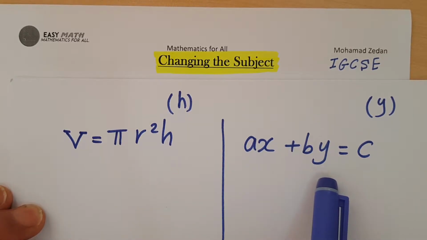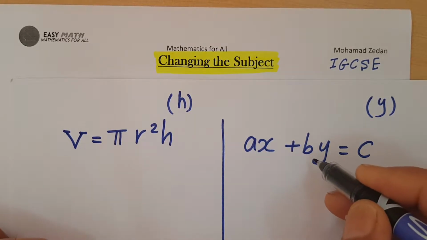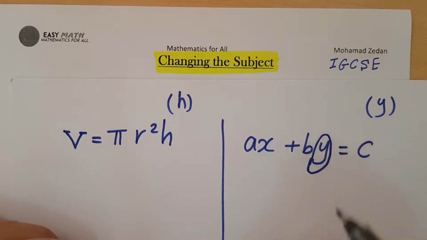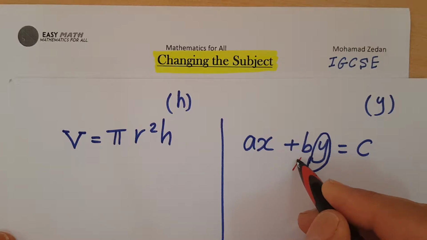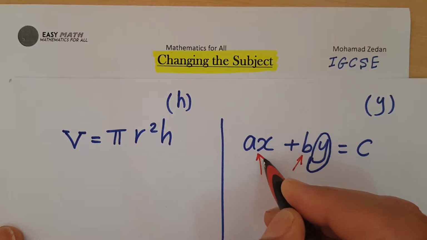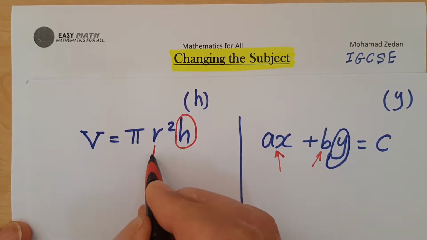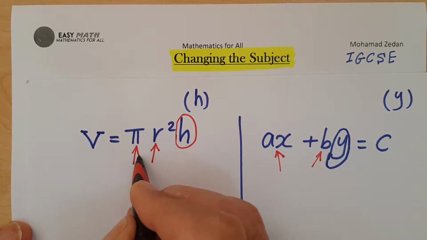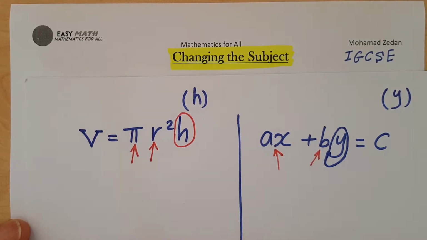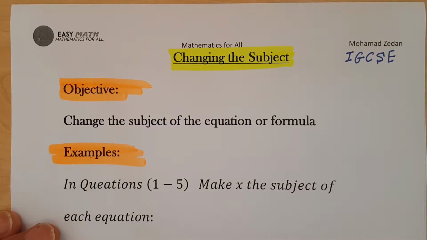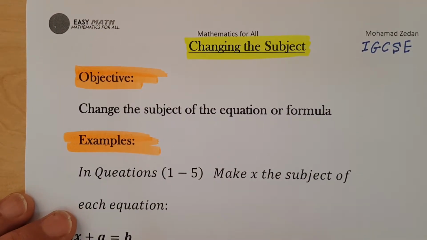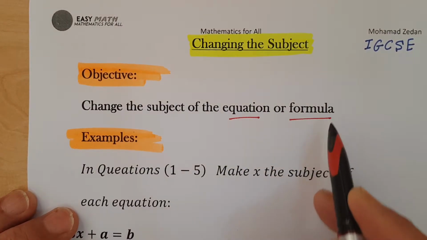Or like this equation, I want to make y the subject. I want to make y alone on its side of the equation, so I need to remove b and remove ax. Also here, if I want to make h the subject, I want to get rid of r squared and pi. How can I do this? Let me show you. So my objective today is changing the subject of each equation or any formula.